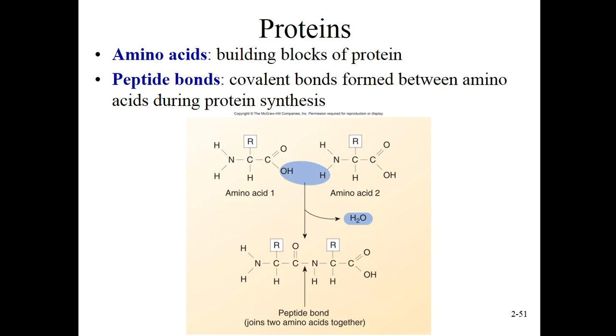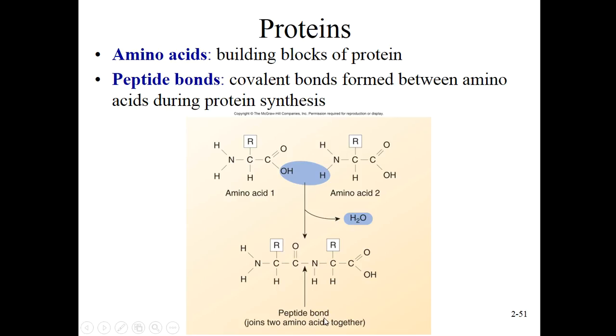Our next macromolecule, proteins. These are long chains of amino acids. They're formed through dehydration synthesis into a special super strong covalent bond called a peptide bond. So don't be confused.